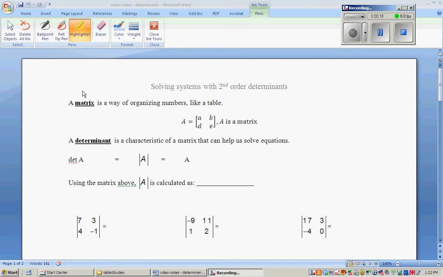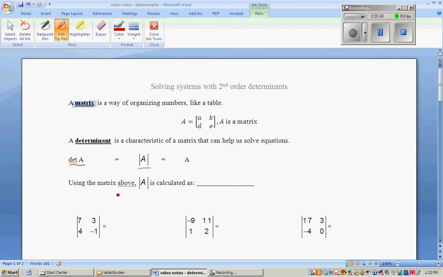Now, a matrix is a way of organizing numbers. It kind of is like a table. And we have a little exemplary one right here. Now, a determinant is just a characteristic of a matrix. It's used to help solve equations. And sometimes it's written as determinant A like that, or it's used with straight bars, almost like absolute value, or sometimes they just use the letter like that.